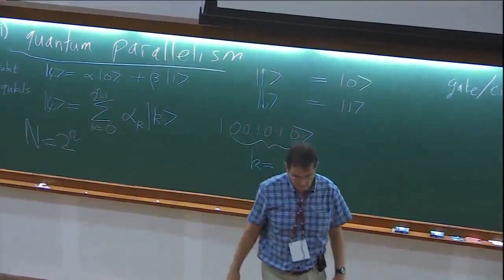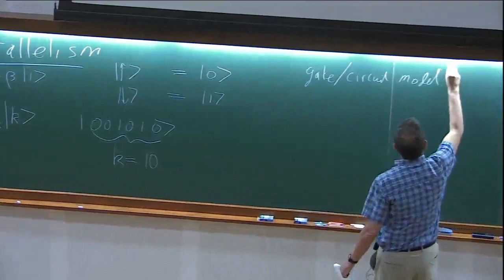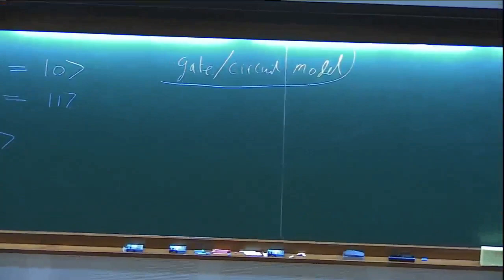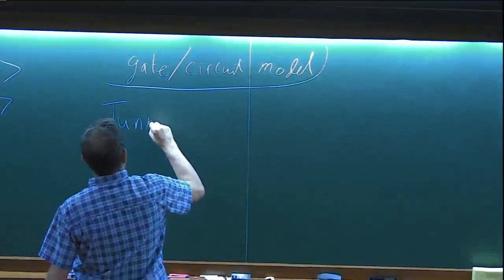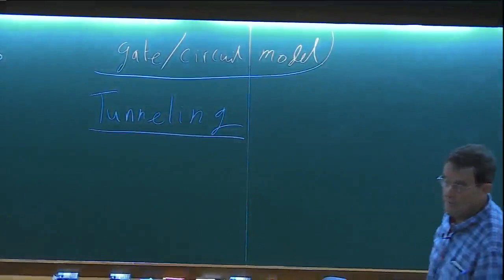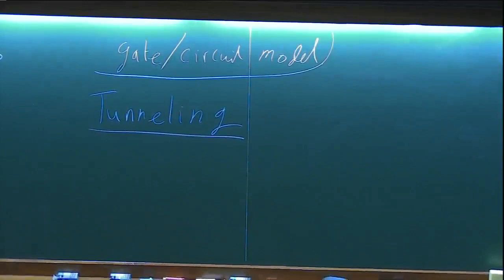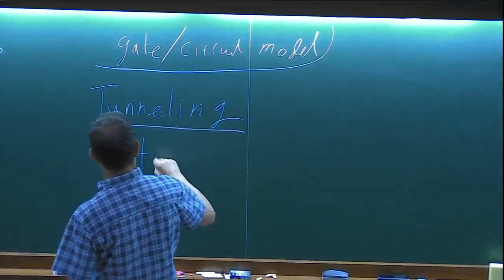Now, quantum parallelism is the first way in which the quantum world differs from the classical world. The second way, which I will talk about, is that you can have tunneling in quantum mechanical systems, which you cannot have in classical systems. And this plays a role when we want to solve a set of problems called optimization problems.